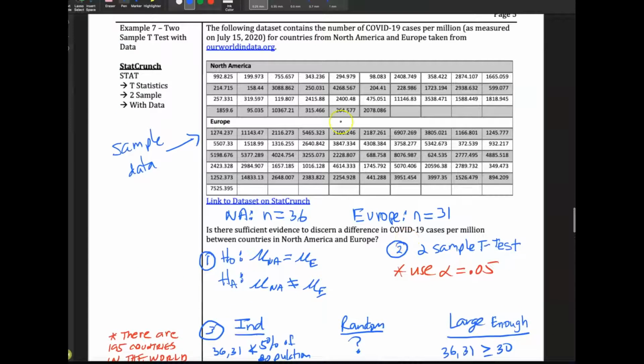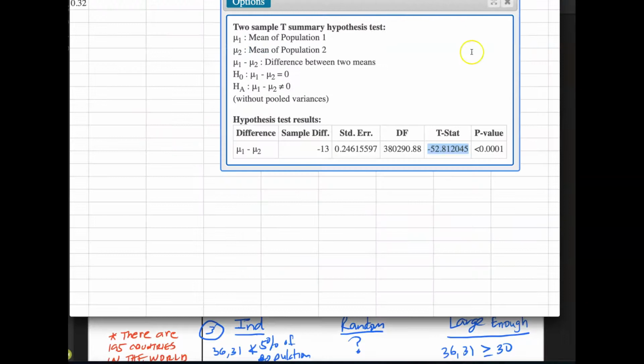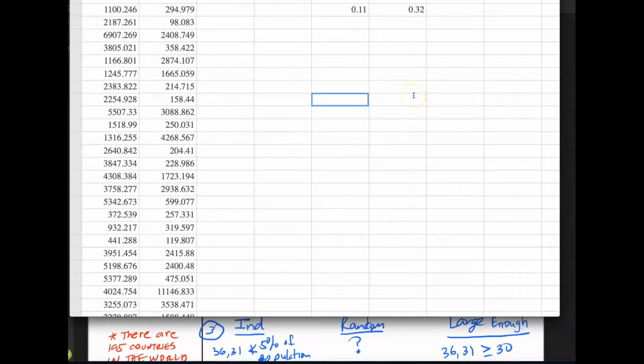I'm going to show you how to do that on StatCrunch. So you have the data. If you have the Word doc or PDF, you can click on that to open up the data in StatCrunch. And so then we get the data. Let me show you the data.